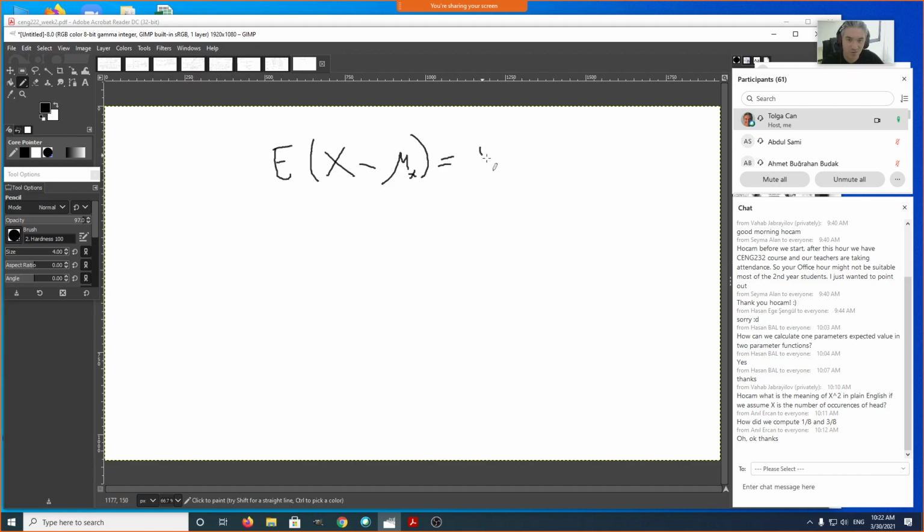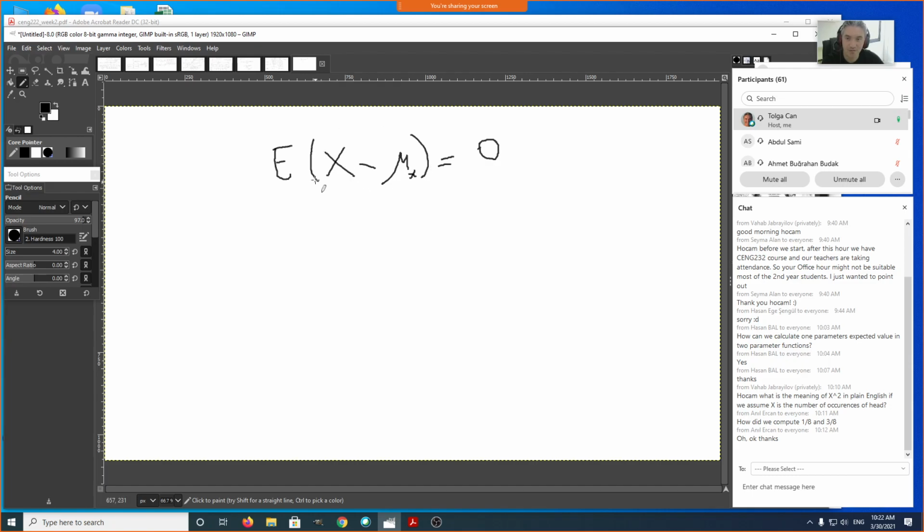Because the result is always going to be 0. Because no matter how variable x is, this is always 0. Why? Because of linearity of expectation. This is a constant. Mu x is a constant that we have computed. It's the average. So it's the expected value of x.